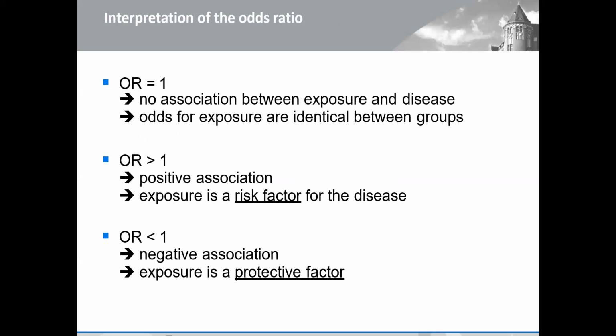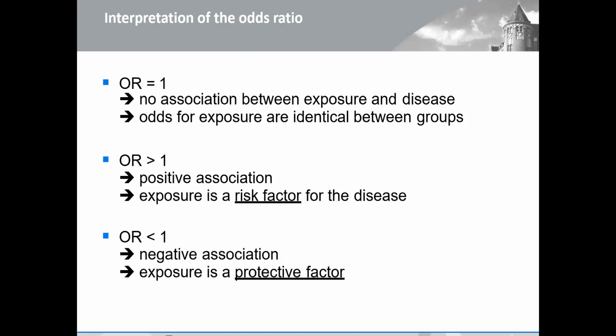So how do you interpret our odds ratio? It is the same interpretation which we use for relative risk. If your odds ratio is 1, it means there's no association between exposure and disease. Then it also means the odds of exposure are identical between the groups. If it's more than 1, there's a positive association, it's a risk factor. If it's less than 1, it means the exposure is protective.